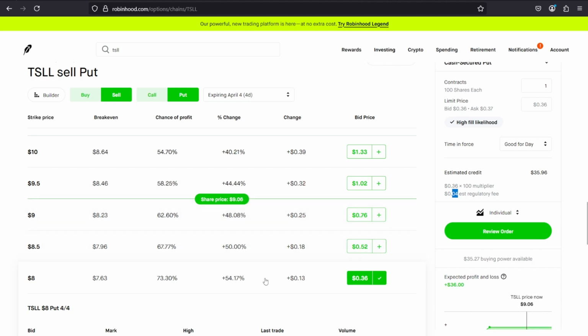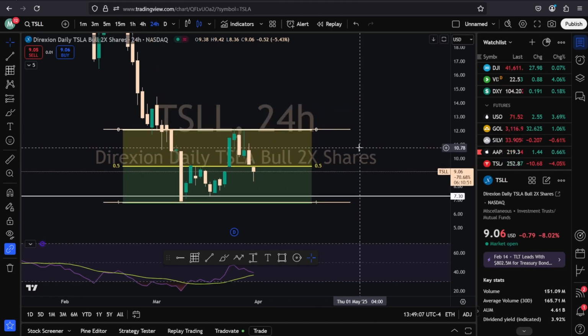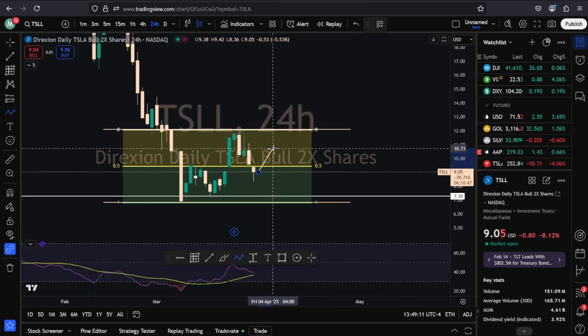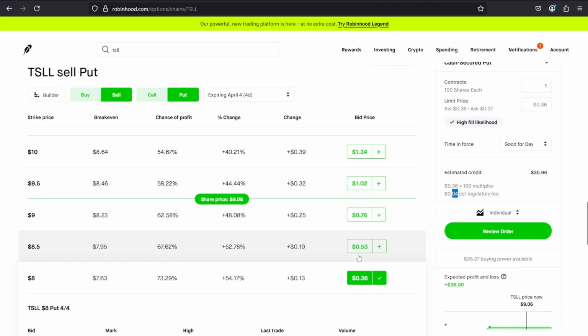I would personally wait for the Friday expiration or wait until you close that position, realize that profit. Going back to the TSLL chart, let's say, for instance, TSLL bounces and pushes up to 10.60 by this Friday. We're looking at our contract. Our contract is now worth, instead of 36, it's all the way down to $5. So we're up $31 on this position.